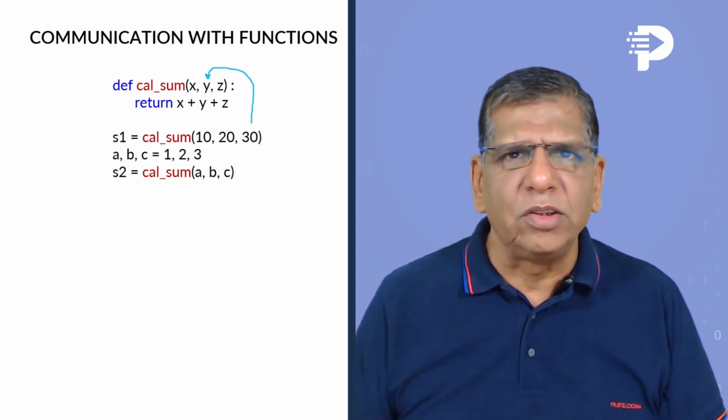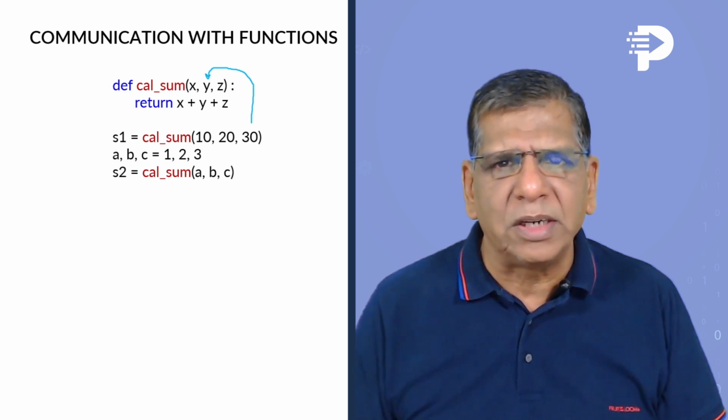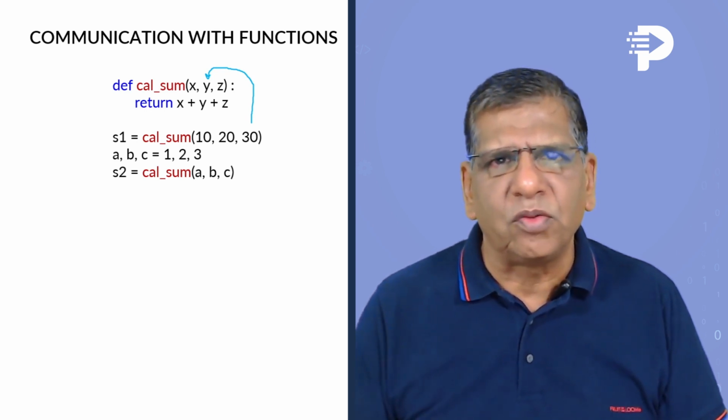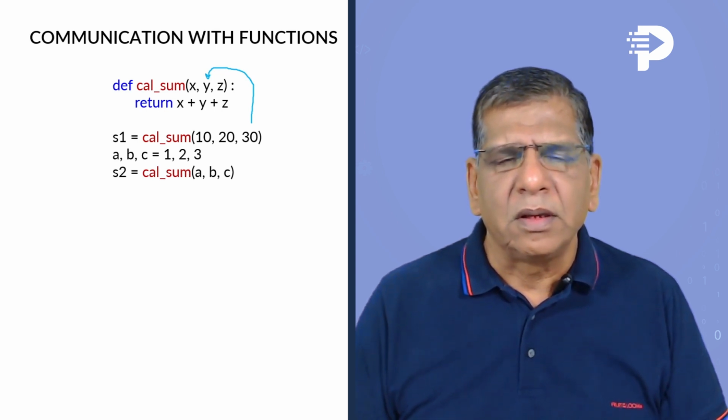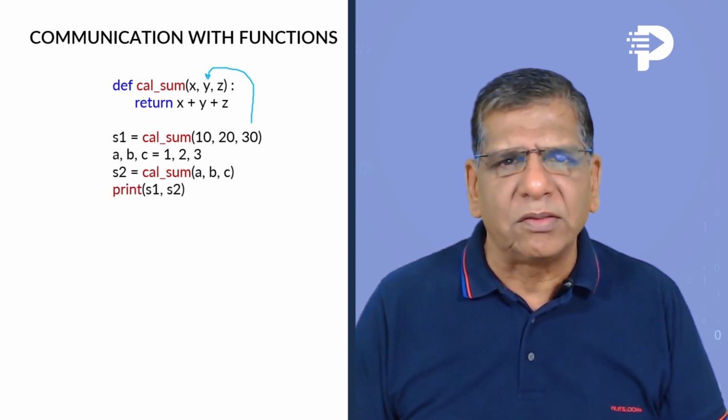A, B, C that we are using here are known as actual arguments, whereas X, Y, Z are known as formal arguments. We may collectively print S1 as well as S2.